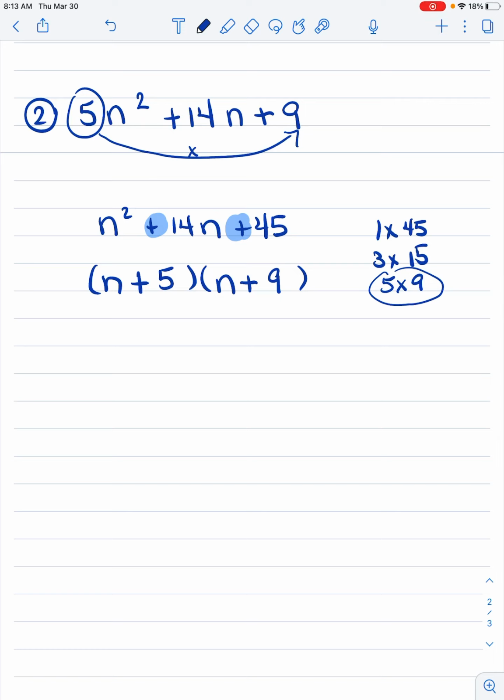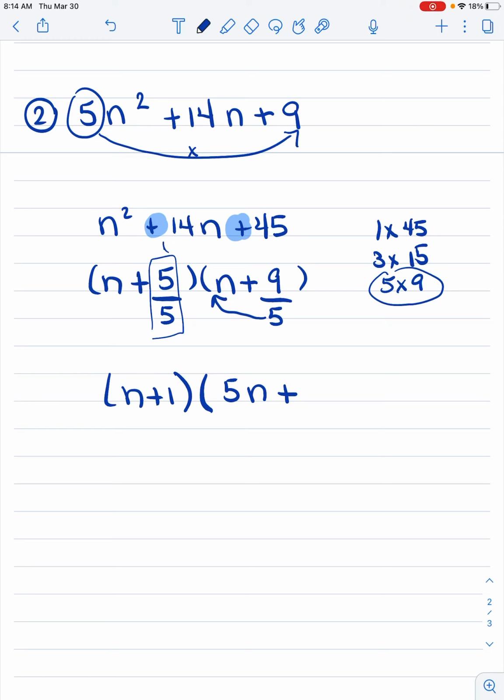And again, what did we do? We multiplied by 5 in the first step, so we have to divide by 5 here. And what are we going to get? This is going to be equal to 1. So we have n plus 1 times, slide this over, 5n, whoops, 5n plus 9. Okay, and that is our factored expression.